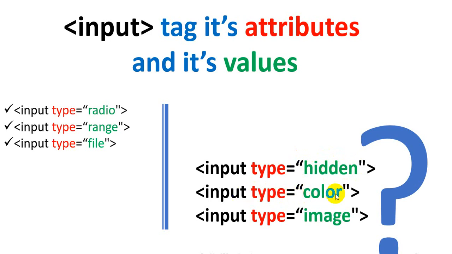Then input type equal to color. What is input type equal to color? It will give a color box, or a color chart, or it will provide a color picker tool.